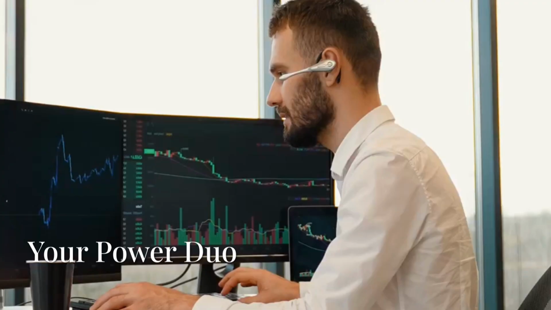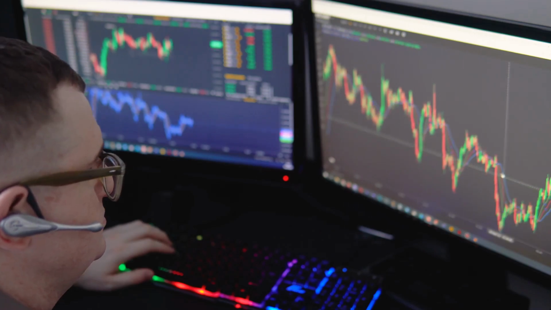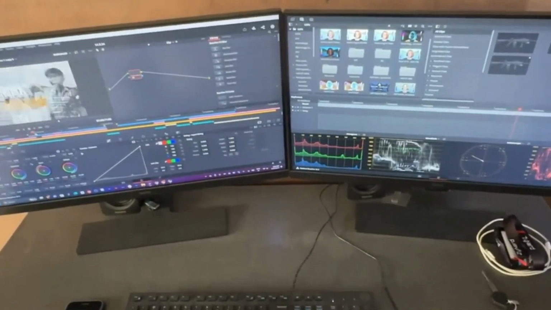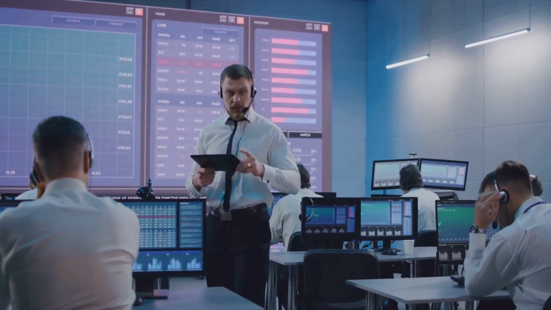Hello, fellow trader. Today we're going to talk about something exciting. We will learn how to connect two powerful trading tools. These tools are TradingView and MetaTrader 5, also known as MT5. Many traders use them every single day to look at charts and make trades.